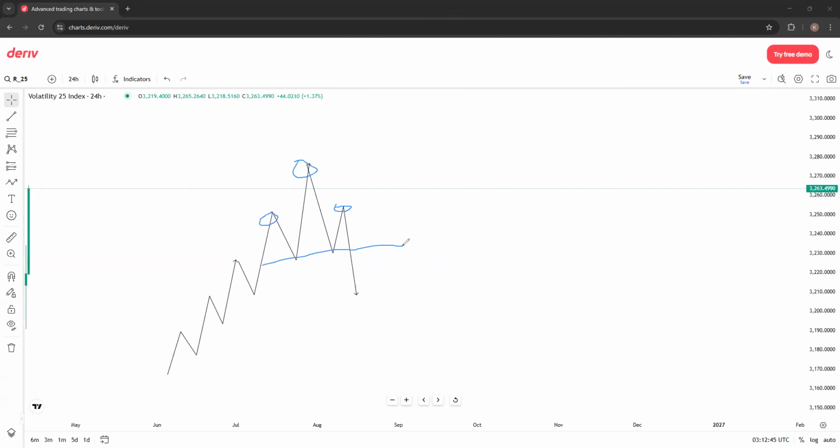Now we have two types of entries for these head and shoulders patterns. One is what we call a conservative entry, and one is an aggressive entry. What does it mean? As soon as we break our neckline, if we want to enter with an aggressive entry, or basically a risky entry, straight ahead we start selling at the neckline. And then we have a conservative entry, where we wait for price to break, give us a retracement back, and then continue.